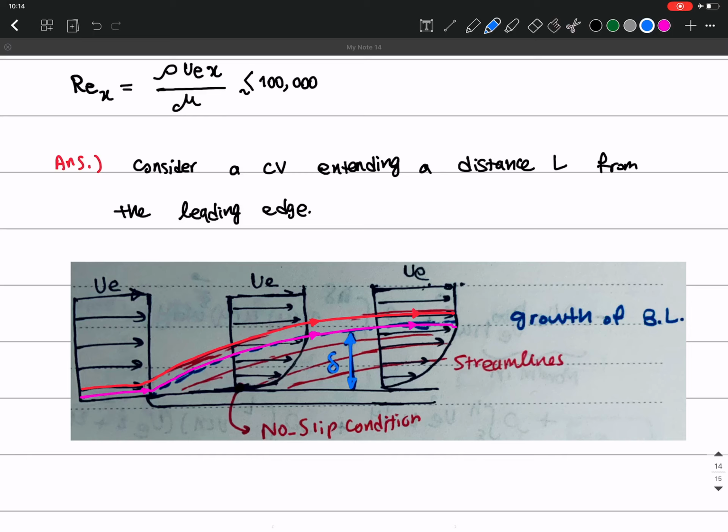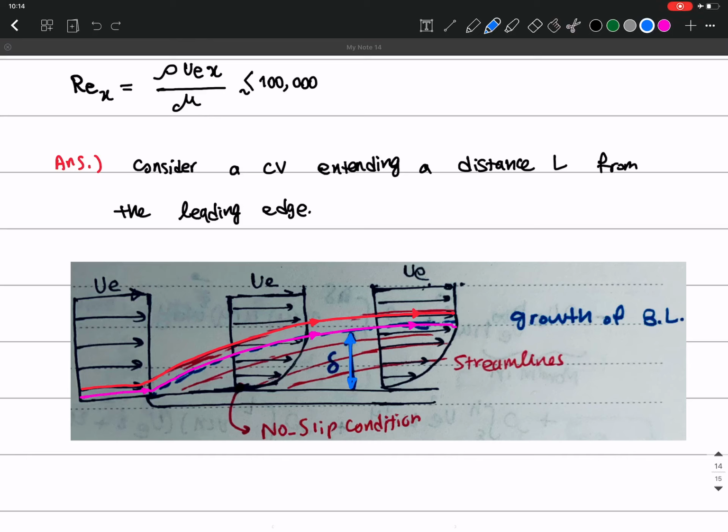Which is the height for which the velocity becomes equal to the free flow or free atmosphere condition, which is UE. One thing that you can see here is that we call this delta the thickness of the boundary layer.